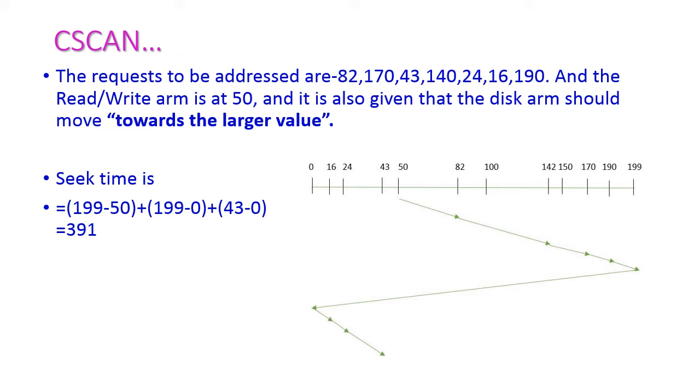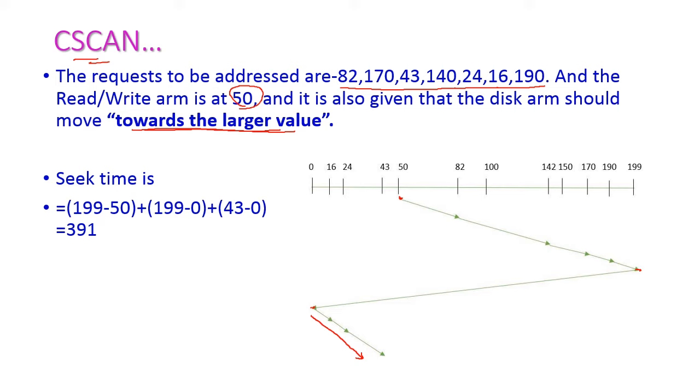Let us take the same example for explaining C-SCAN also. These are the requests waiting in the request queue to get service, and the current read-write head is at 50. Okay, this is the 50, and the disk arm should move towards the largest value. So from 50 the disk arm will move up to 199. This is the other end of the disk. When returning, the disk arm will not do any services. It directly comes to 0. After that, in increasing order, it will do the service.